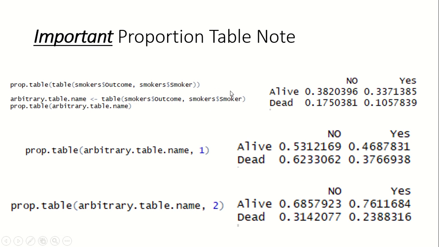I have an important note regarding prop tables. So if you make your prop table and you don't have any comma and a number, 1 or 2, then every number will sum to 1. If you have 1, the rows will sum to 1, and if you have a 2, the columns sum to 1, the probabilities. So you use all of these to answer very different questions. Again, I have the same exact data on all of these, but I'm changing the margins, whether the rows add to 1 or the columns add to 1. And these would all help you answer very different questions.